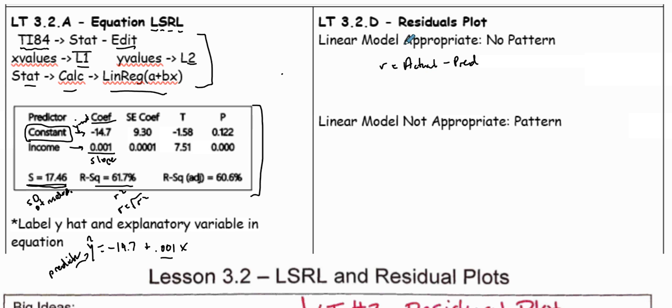And so now the next thing is, how do you determine if you have a linear model? This tells you how to create a linear least squares regression line. Next thing is, is it actually a linear model? Now, we do not look at the R value. What we do is we look at a residual plot. A linear model is appropriate when there is no pattern in the residual plot. When there is a pattern, then it is not linear.